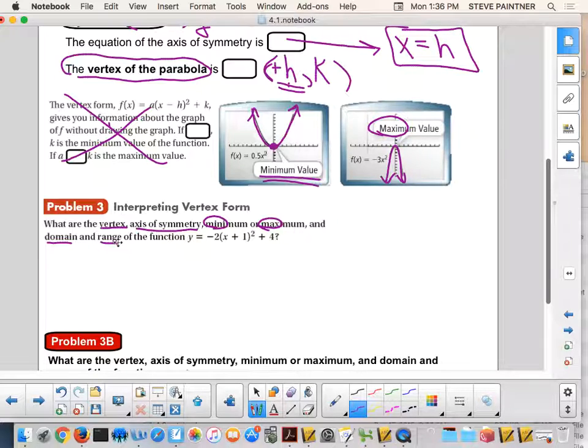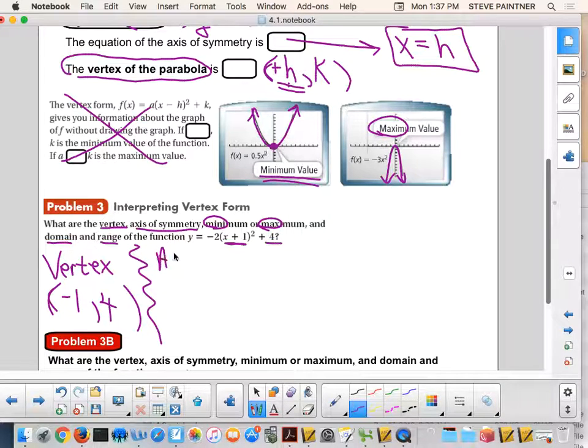Give me the vertex. Negative 1, 4. Who said that? Adrian, say it again. Is it negative 1, 4? He says it's negative 1, 4. Tell me this. Which way does that tell me to go with my parent? Left 1, up 4. So if the parent is 0, 0, and I go left 1, up 4, he's got it. Good.